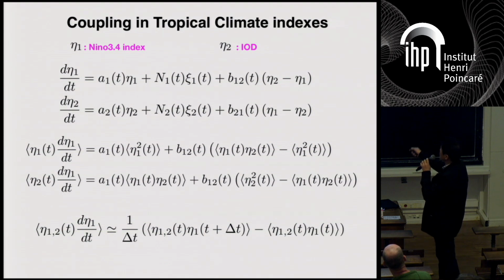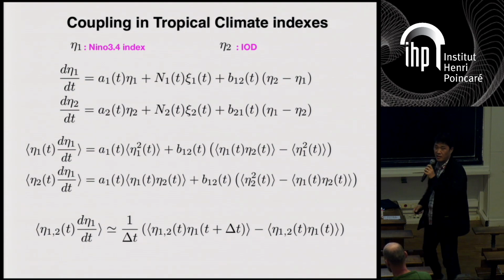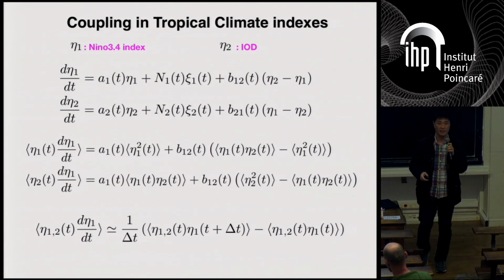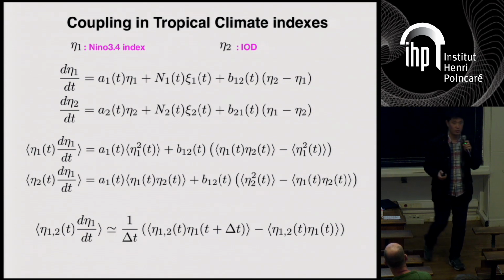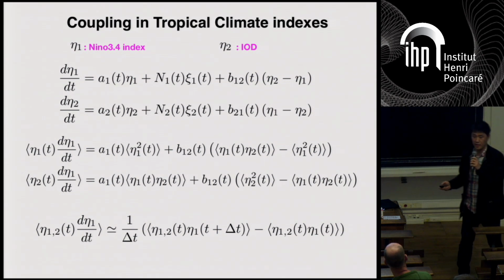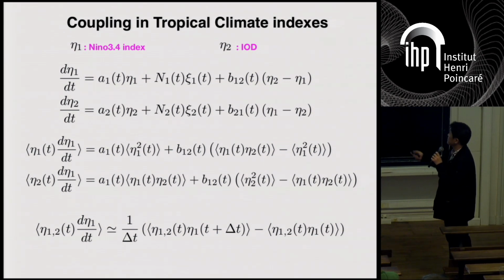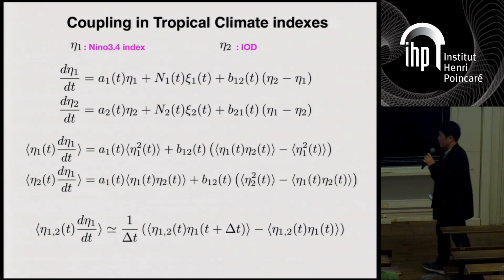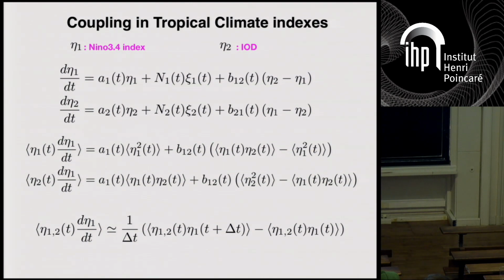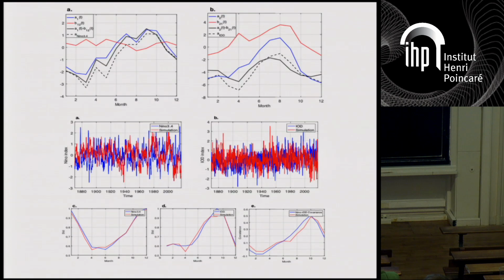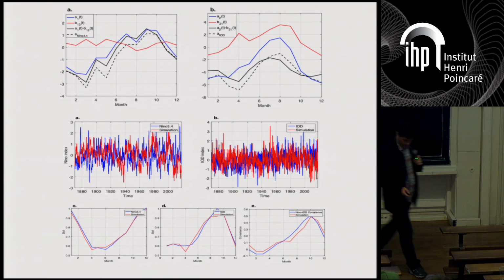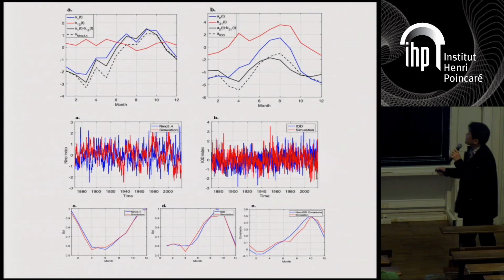And how to construct it? Very simple. Again, multiply eta 1 and eta 2, and then take the ensemble average. I'm not going to show the detail. It's just algebra. You can find all of the coefficients using data statistics. And then I'm going to show the result. I'm not going to go into the detail. This red one is important.